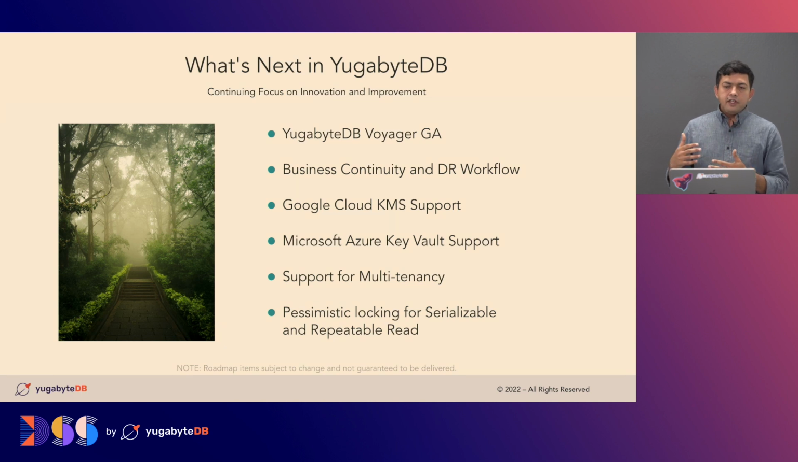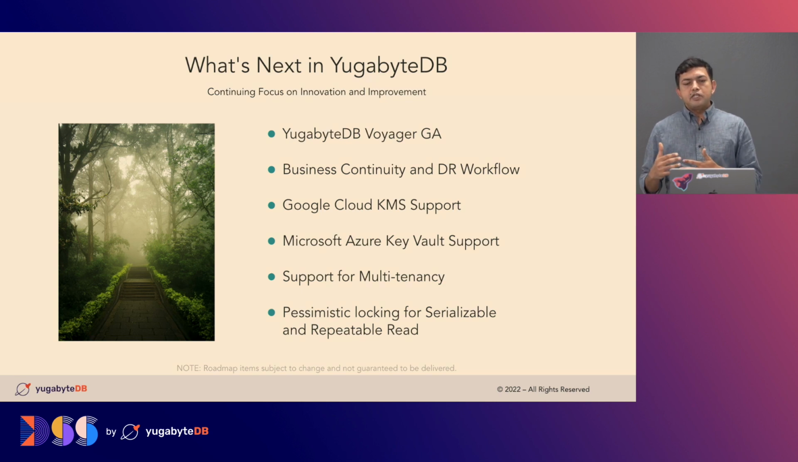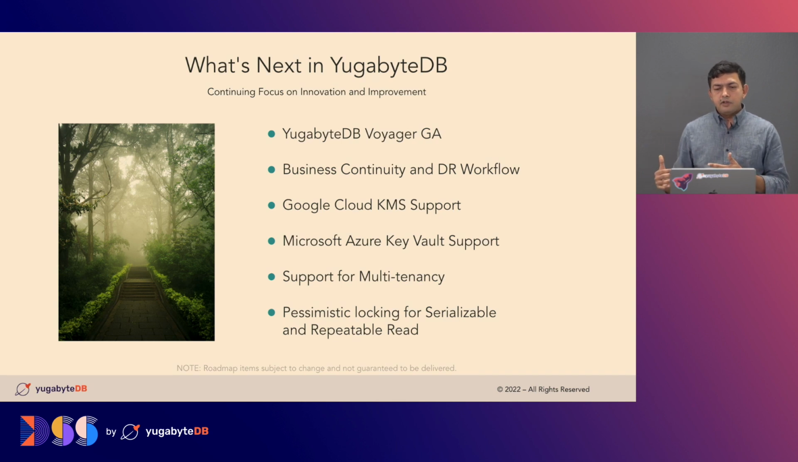For many of our awaiting SaaS customers, we are working on adding multi-tenancy support. And the last one is pessimistic locking. In addition to the existing pessimistic locking support for read committed, we are working on adding pessimistic locking for the remaining isolation levels like serializable and repeatable read.